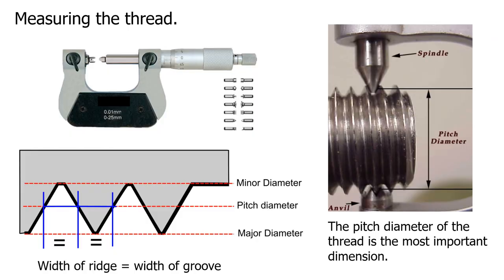As we can see in the video, the machinist used the mating part to check the thread. Sometimes we need to be a little bit more exact. Let's look at some of the ways that threads are properly measured.